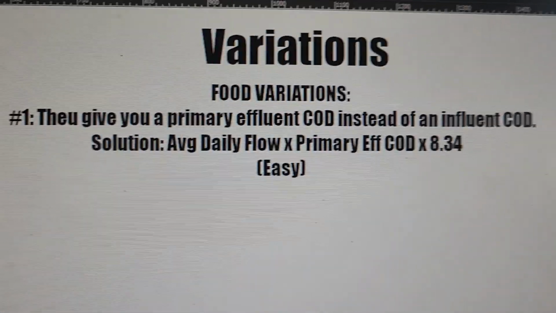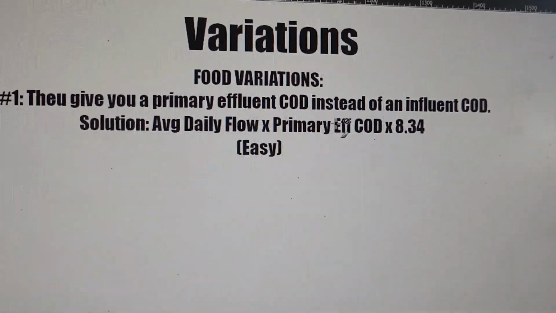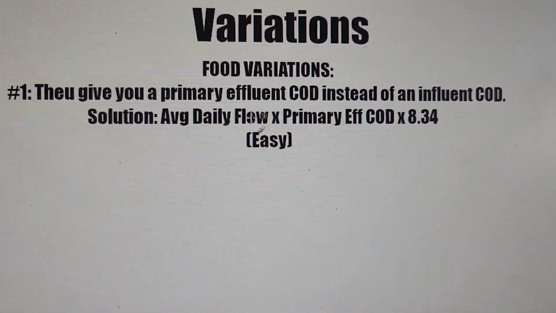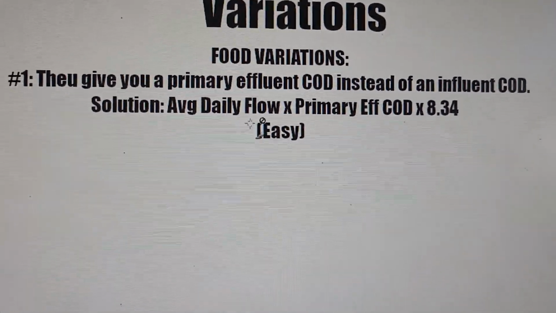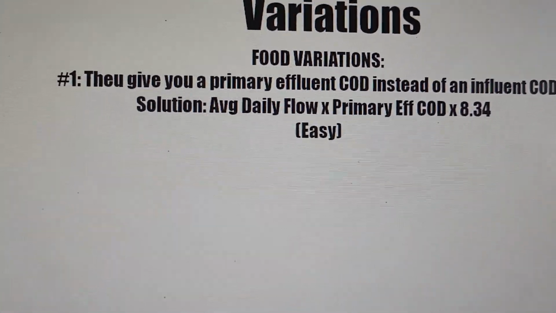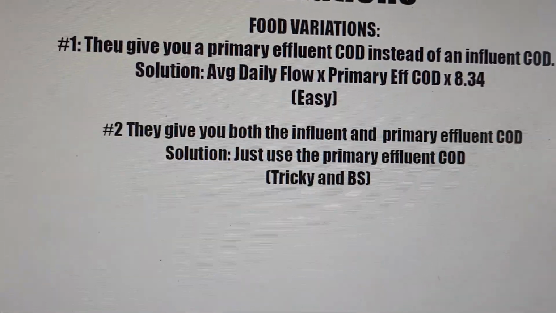All right, so I got of this formula right here. Problem number 1, they give you a primary effluent COD instead of an influent one. Solution, you just use the primary effluent instead of the influent. This is an easy one. If that's common, you might see that. That's okay. I'm not mad about that.